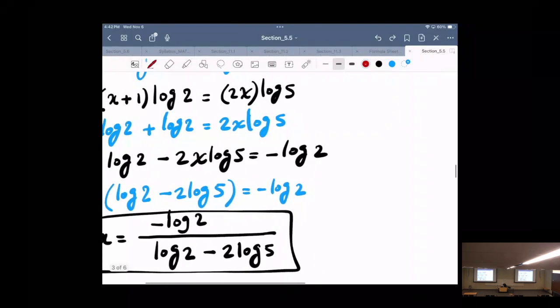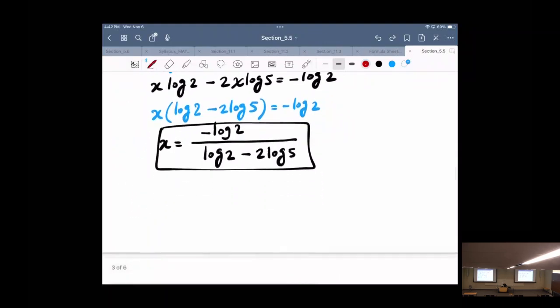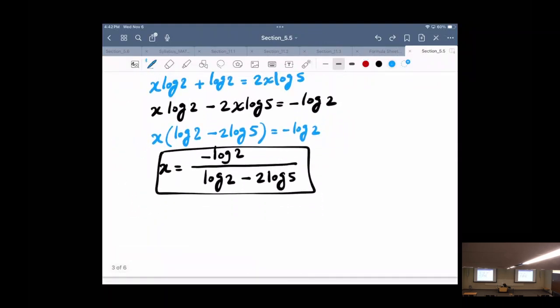So in that case, I guess I have enough room here. I can do that here at the bottom. Or, let me just say, or, you can bring this minus, multiply it by both terms in the denominator and get rid of it that way. You can simplify it. So what I've shown in the box is already okay. But if you want, you can also show the answer like this. Log of 2 divided by 2 log of 5 minus log of 2.